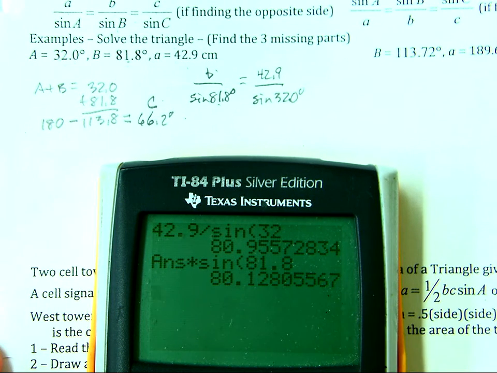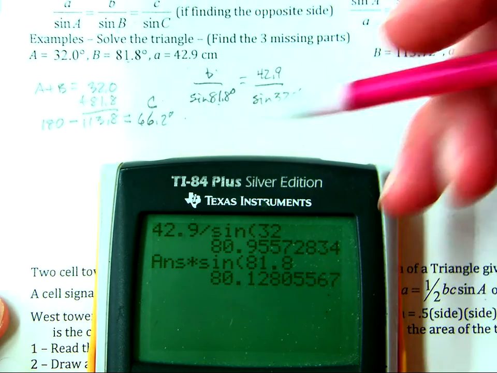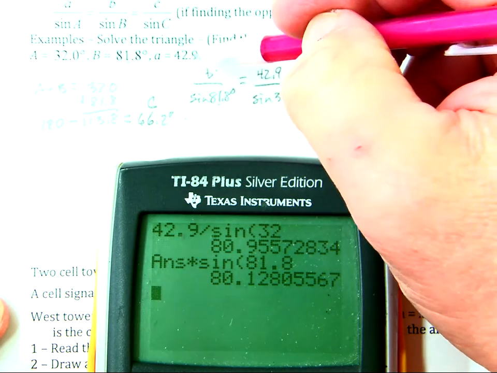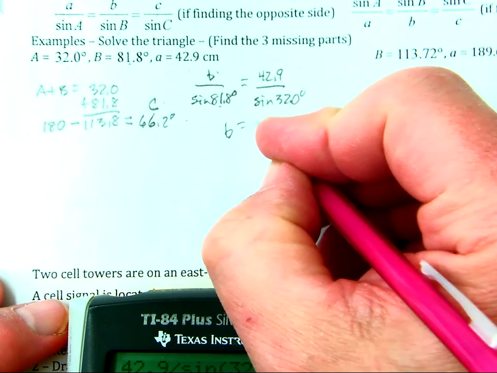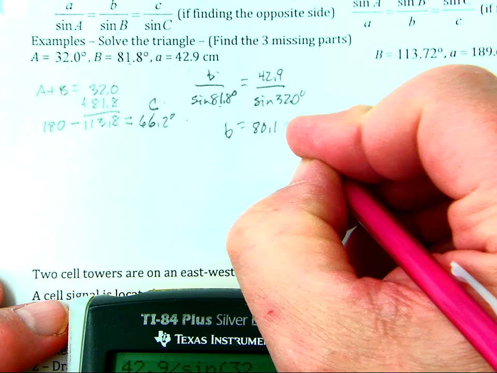And I get 80.128. Looks like this was to one decimal place. This side was to 1, so we'll use 1 here. So side B is 80.1 centimeters.